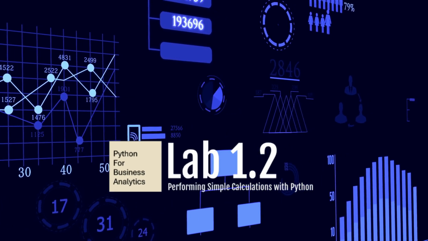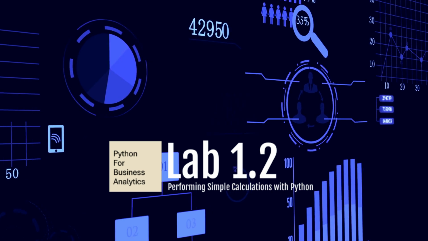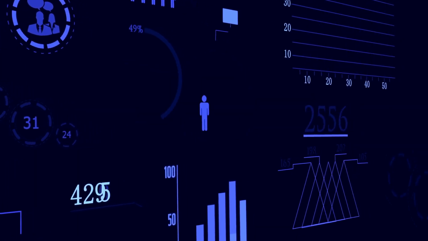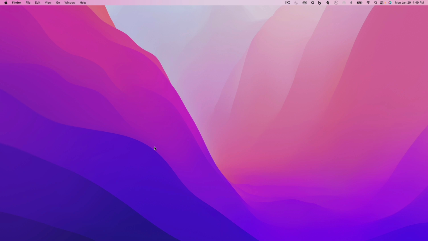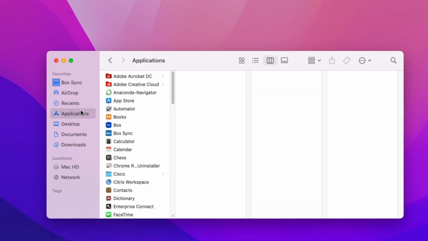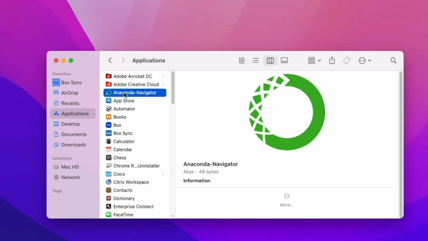This is Lab 1.2, performing simple calculations with Python. The first thing that I need to do is open up the Anaconda launcher. So I will do that by going to my Finder, going to Applications, and finding Anaconda Navigator and double-clicking that. And then I will wait for that to open.